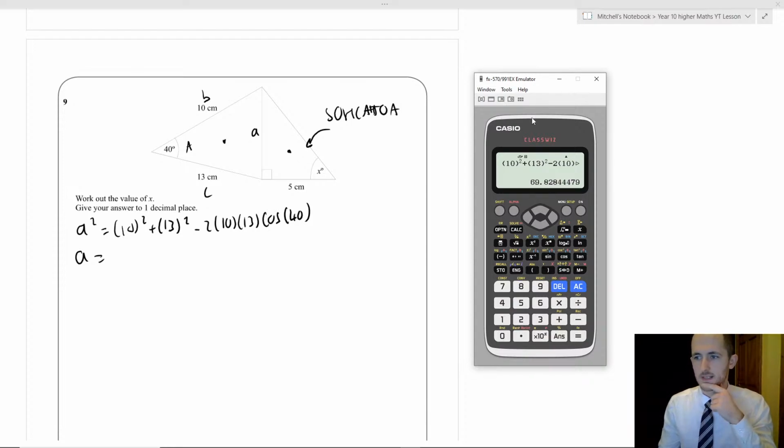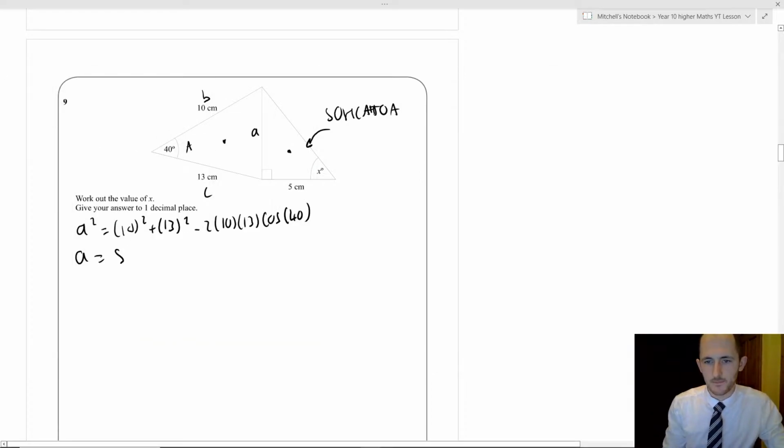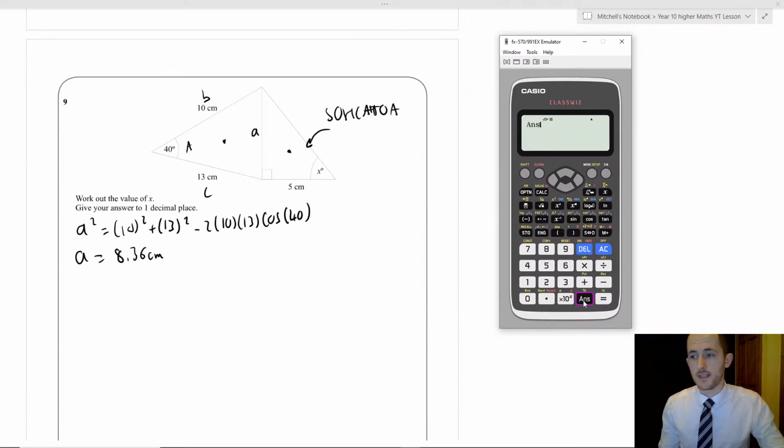And so 69.82, don't forget to square root the answer, right? Because we want it to be A. So what we can do is make this 8.36, right? And that's going to give us a pretty good answer, okay? Because we only need to go to one decimal place anyway. But this is now saved as the answer button. So you can also use that, okay?